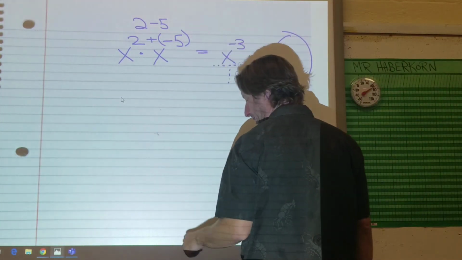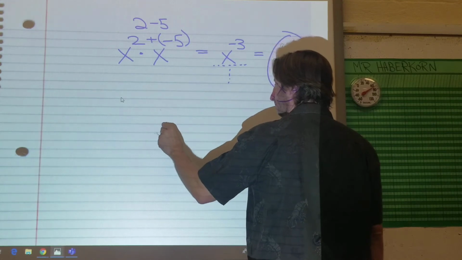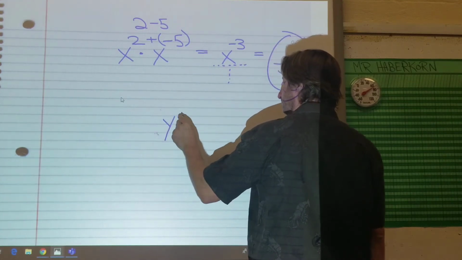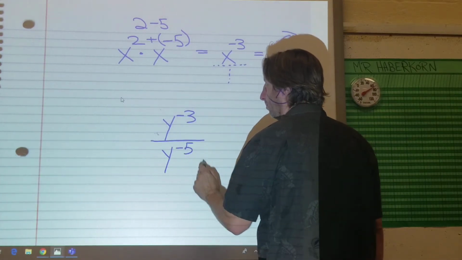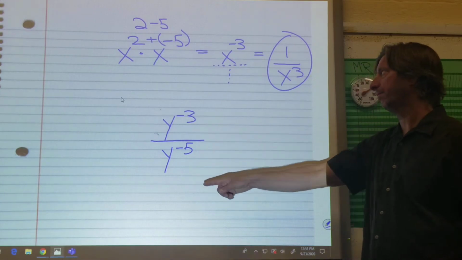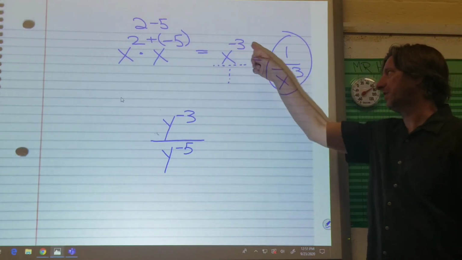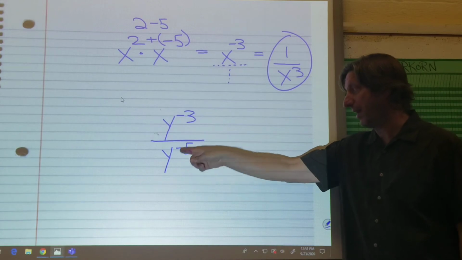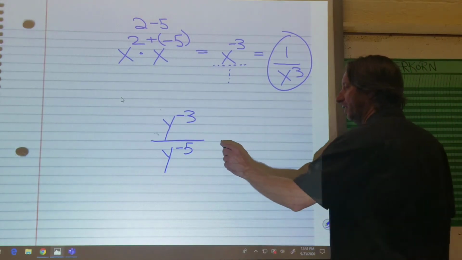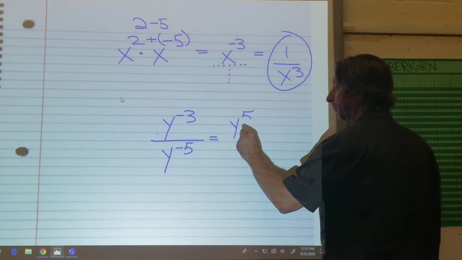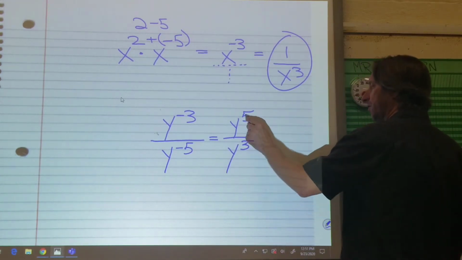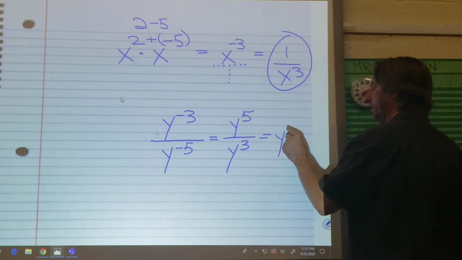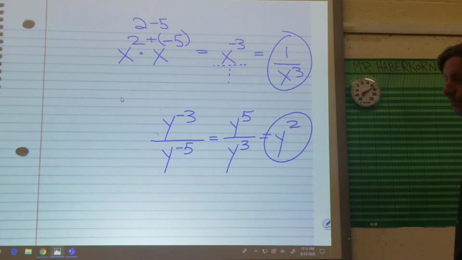All right, what if we had a division one? Oh, they're both negative, right? Now we know from up here that I can move this to the bottom. I can also move one to the bottom to the top. So these ones, I can just switch them and make them positive, since they're both negative, right? Then I just say 5 minus 3 is y to the 2. And it's positive, so we're good to go.